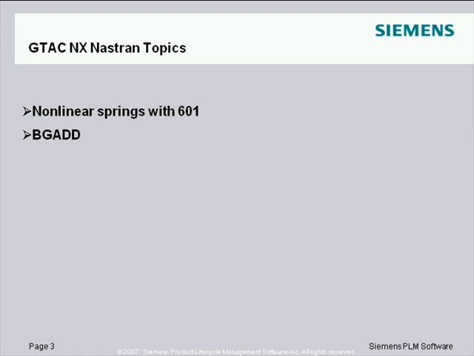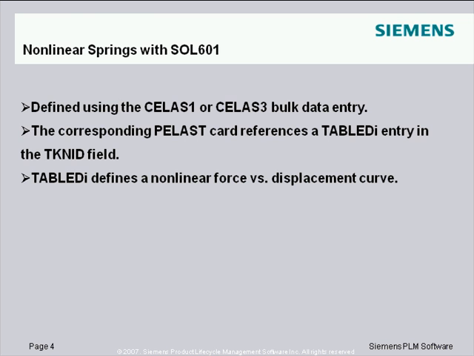So today I wanted to talk a little bit about new functionality and a little bit about the new implementation of some older functionality. We'll start out with the nonlinear springs for 601. They are something that's been around for a little while, but they're now viable with 601. Basically, you'll define a CLS, a 1 or a 3 in your bulk data, that references a PLast card, which then references a table, which you can then add force versus displacement.